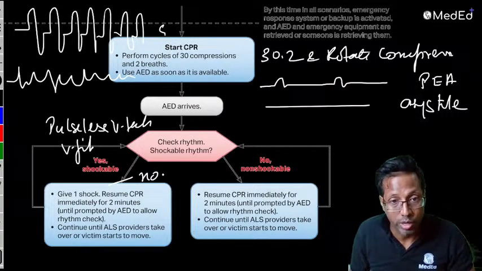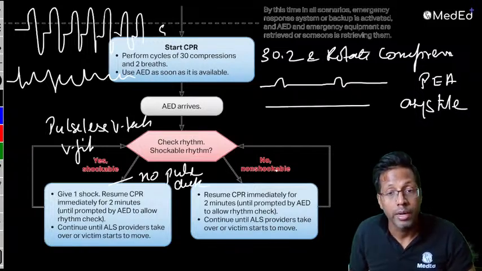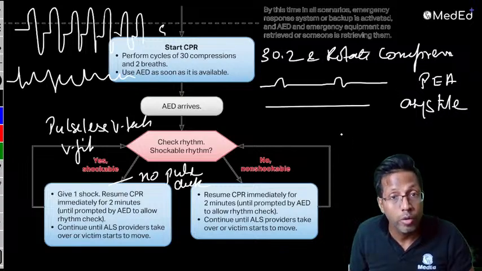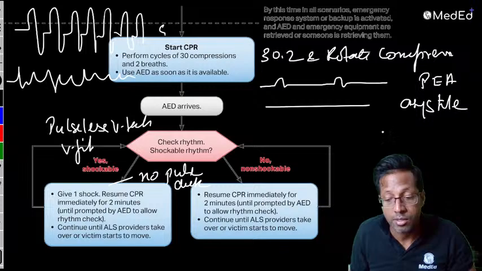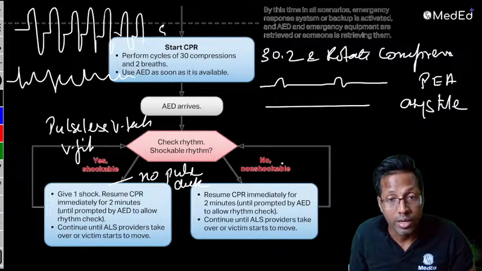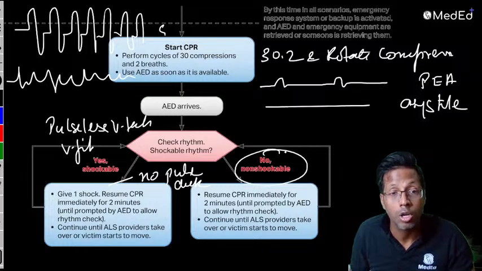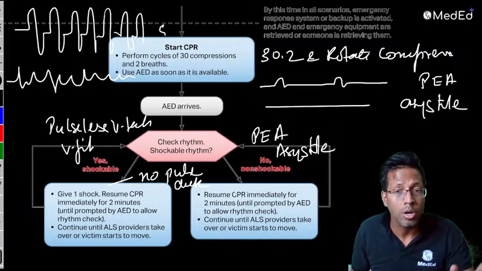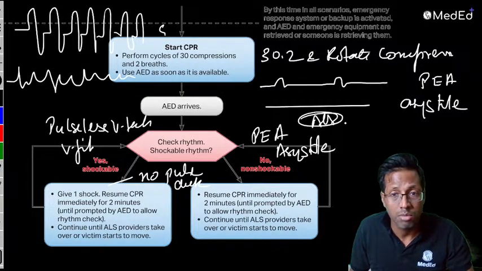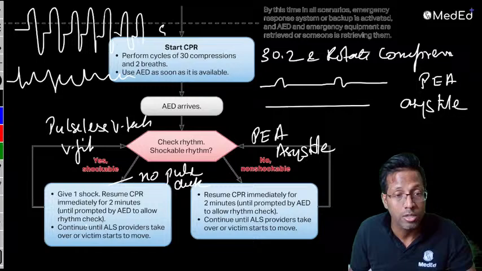Now you check for the rhythm, and it turns out to be pulseless electrical activity. Will you give a shock? No. No shock is to be given. For pulseless electrical activity and asystole, all you need to do is straight away start your CPR. Nothing else is to be done. This is a non-shockable rhythm. In case you have adrenaline, you can use it, but normally it is not available on the roadside.